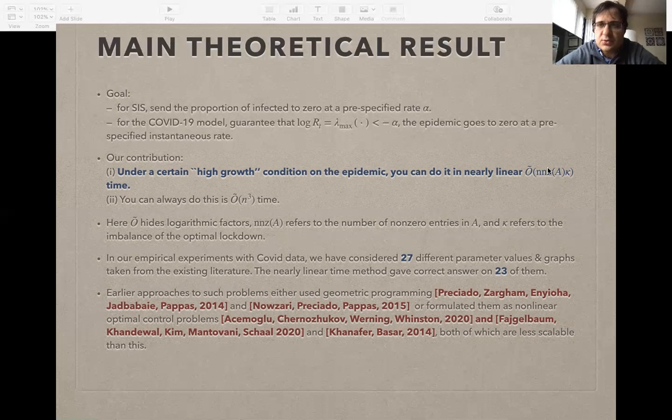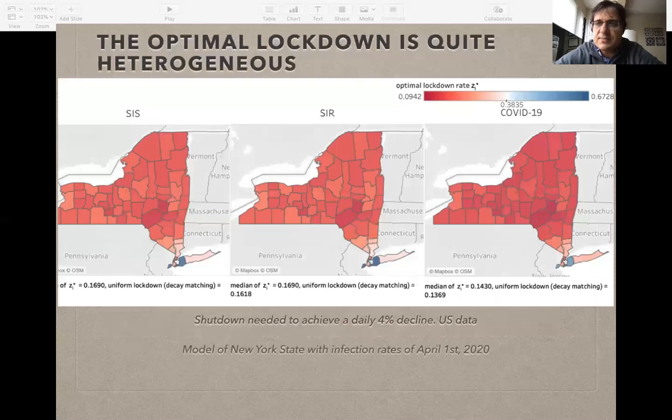Once we obtained it, we tried to apply it to real data. We got some interesting and most importantly, very counterintuitive results that I want to tell you about. So we used it in a model of the epidemic in New York State. We used existing parameters for COVID-19 spread. We also used existing parameters for SIR spread. And we also considered what an SIS epidemic would look like with the same parameters.